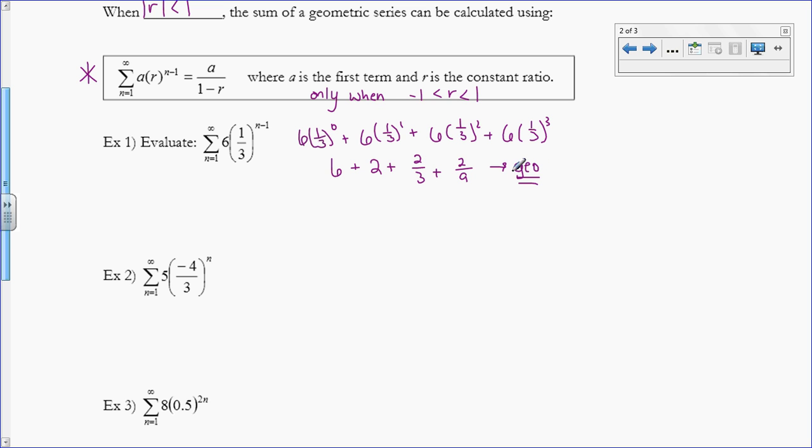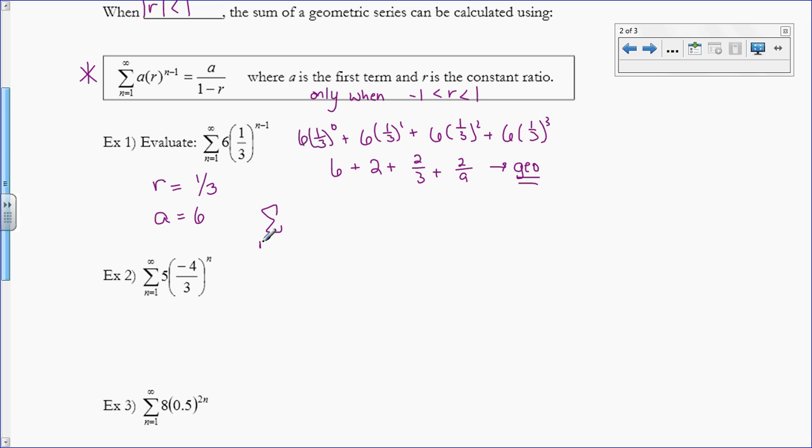Once I know it's geometric, I know it has the potential to converge, but I know it only converges if r is between 1 and negative 1. So we just said we were multiplying by 1 third each time. So r is 1 third. Is r between 1 and negative 1? It's definitely between 1 and negative 1. So now I need a, the first term. That was 6.